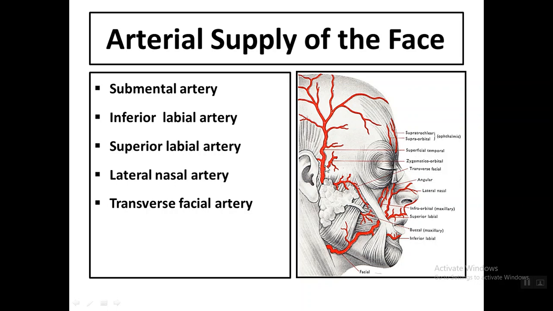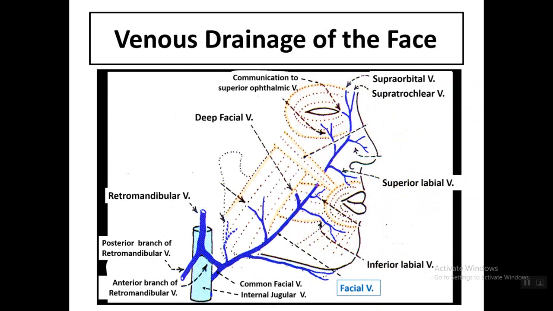This is the superficial temporal. It gives the transverse facial, also supplying the face. We see that the arteries are running below the facial muscle. As we said, we have the supraorbital artery and supratrochlear artery, which are branches of the ophthalmic artery, which is a branch of the internal carotid artery.